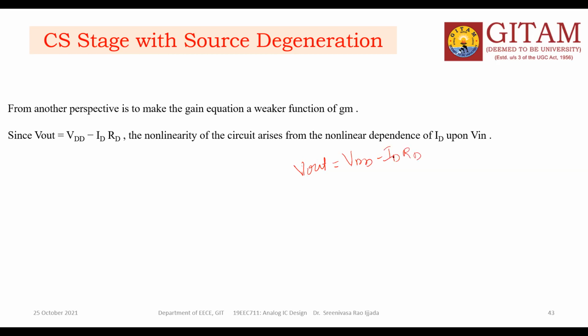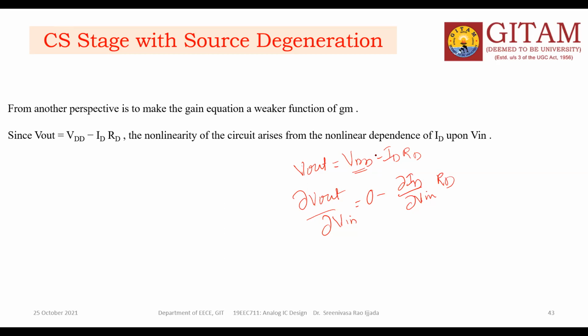Okay. So now differentiate this equation with respect to V in. Then ∂V out by ∂V in is equal to 0 minus, I can write this as ∂ID by ∂V in into RD, because this is a constant. Okay, but ID is not constant.